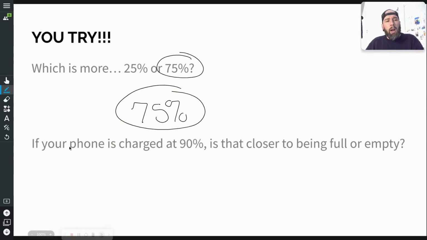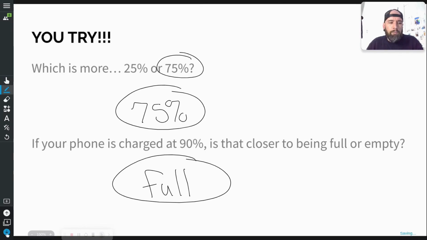Now, your phone is charged at 90%. Is that closer to being full or empty? Well, we just saw 92%, and 92% was basically almost the whole thing. If I were to take 2 little blocks from that, you're still going to get a huge chunk of it. So 90% is almost full. Not full, but almost full.